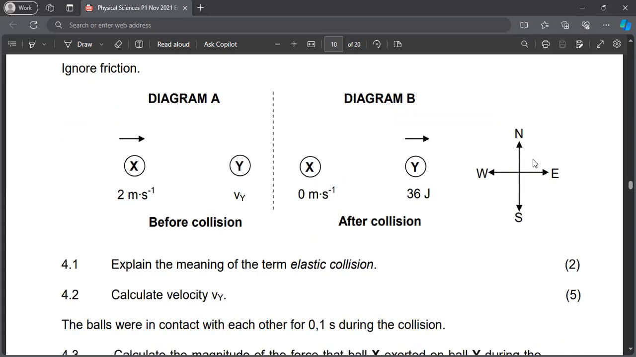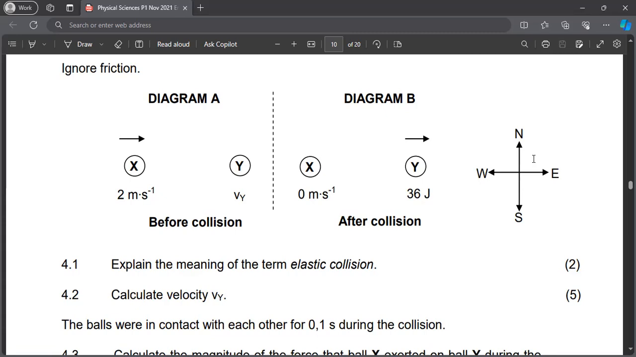The first question says, explain the meaning of the term elastic collision. So you'll tell them it's a collision in which the total kinetic energy of the colliding objects in a system is conserved. Alternatively, you can say it's a collision in which the total kinetic energy before the collision equals the total kinetic energy after the collision. Any of those two. Fine.